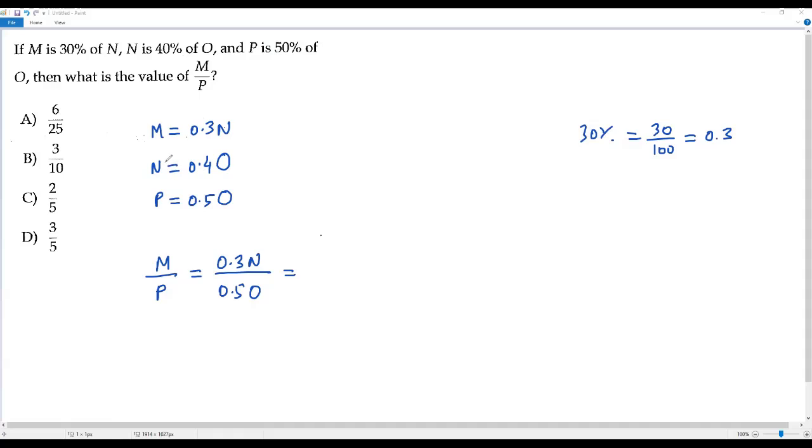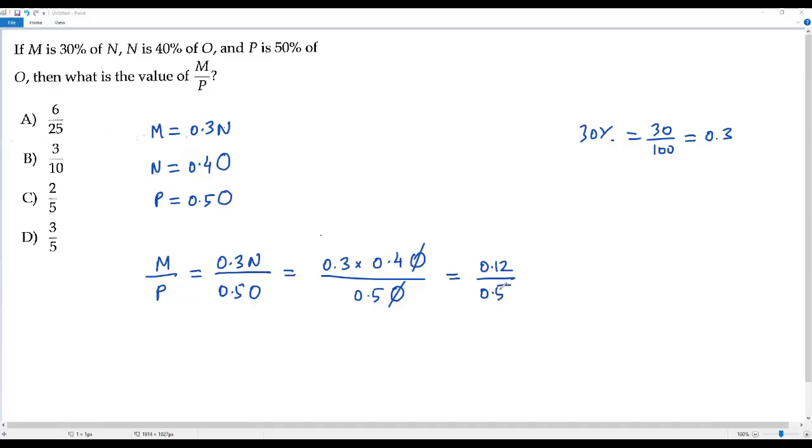Now, we already have the value of n in terms of o, that is n equals 0.4 times o. We can plug in this value for n over here. So 0.3 times 0.4 o over 0.5 o. So this o can be cancelled, and when I multiply 0.3 and 0.4, I am getting 0.12, and in the denominator we have 0.5.